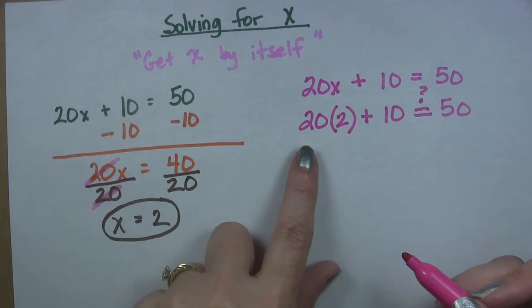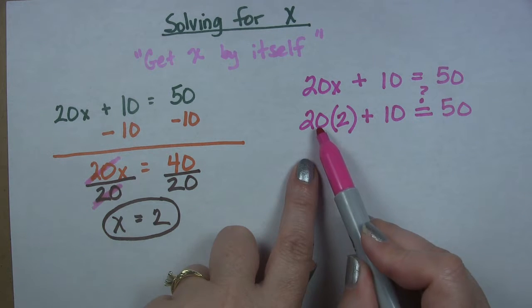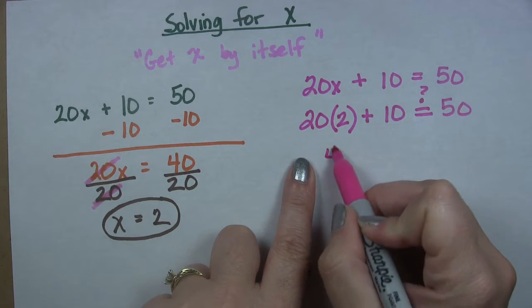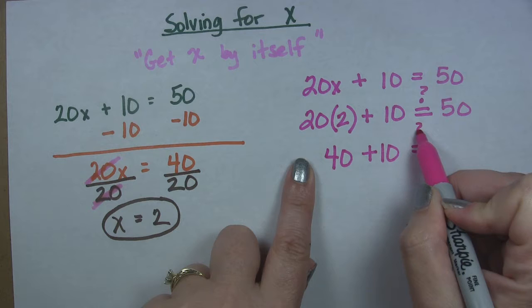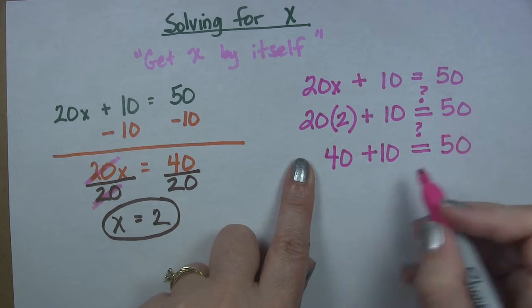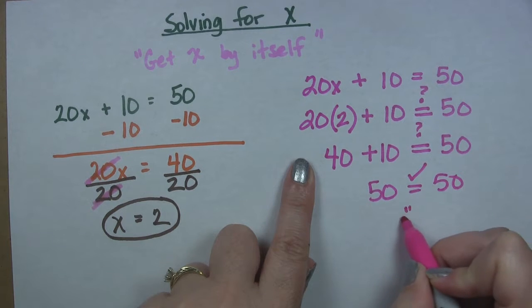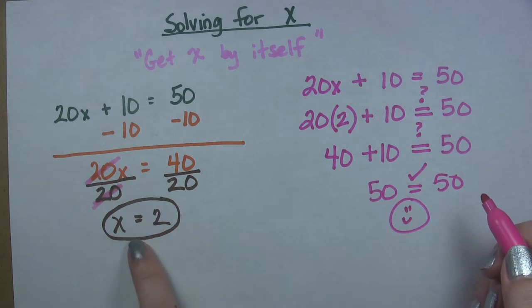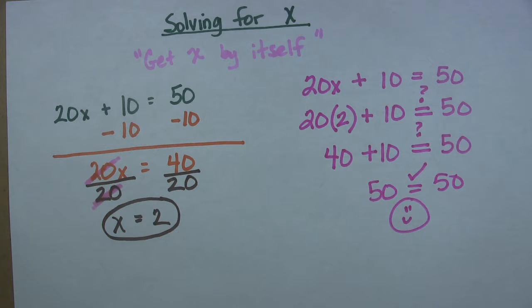Well, let's solve it. Remember your order of operations. So we have to do our multiplication first. 20 times 2 is 40. So we have 40 plus 10. Does that really equal 50? Why, yes, it does. So that means that our answer checks, and x equals 2 is really the right answer. So that's how you go about solving for x.